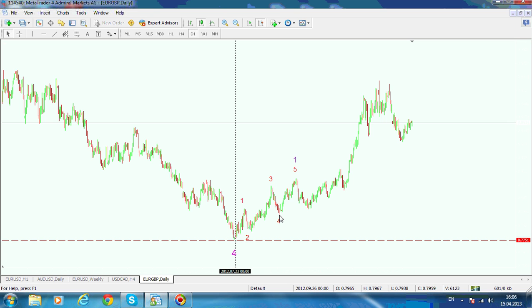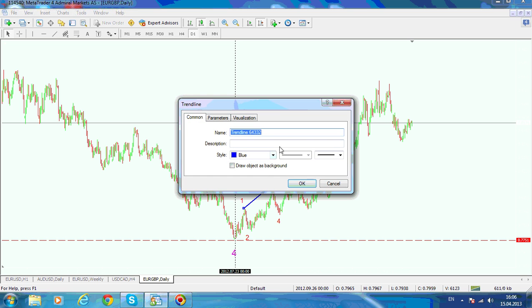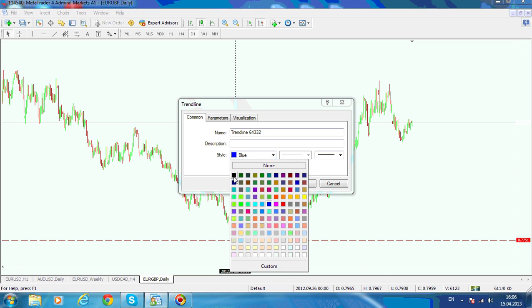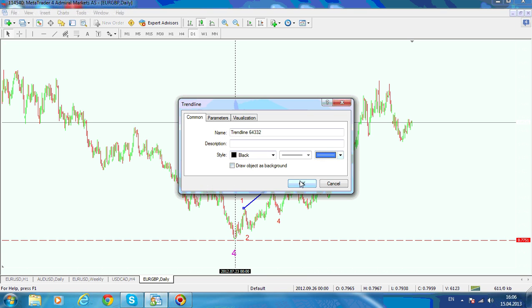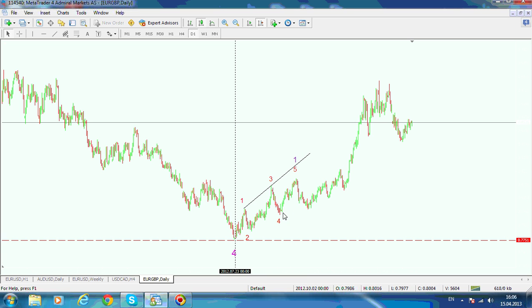And another common thing for leading diagonals: if you take a trend line from the top of the first wave and connect it to the top of the third wave like this, so this should be a trend line. Let's make it black and like this. And the fifth wave, while still making a new high compared with the third wave, usually and normally should not pierce this trend line drawn like this.